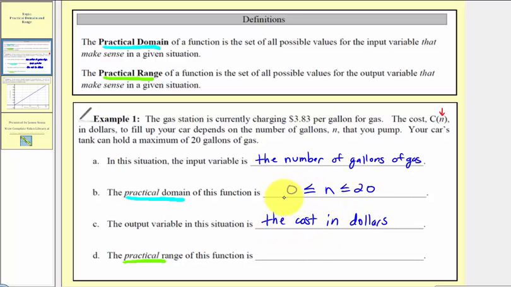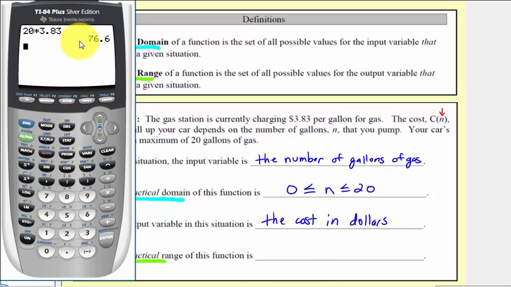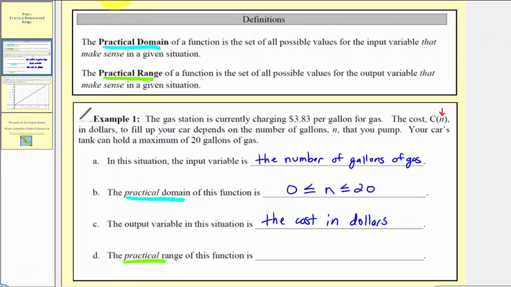Well, if you purchase 0 gallons of gas, then the cost would be 0. If you purchase 20 gallons of gas, the cost would be 20 times $3.83, which we can see would be $76.60, or just 76.6, which means the practical range would be from 0 to 76.6, including both endpoints. So C of N must be less than or equal to 76.6 and greater than or equal to 0.